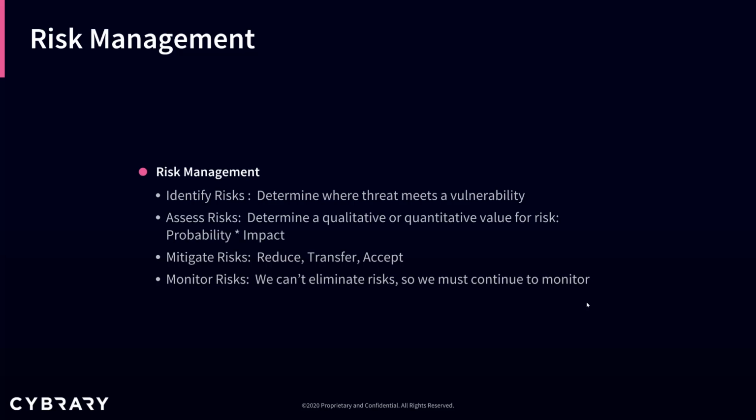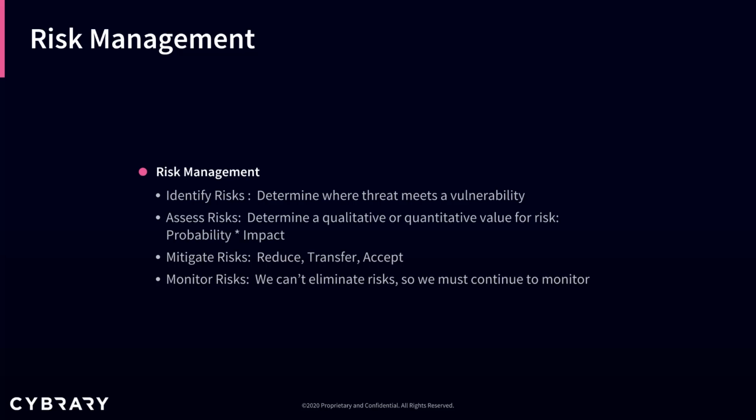We start by identifying risks and determining where threats meet vulnerability. Then we assess the risks. We use qualitative or quantitative analysis to determine what the potential is for loss. So in order to do that, we're going to look at the probability of the risk event and multiply that times its impact. This gives us a value of the risk so we can prioritize it.